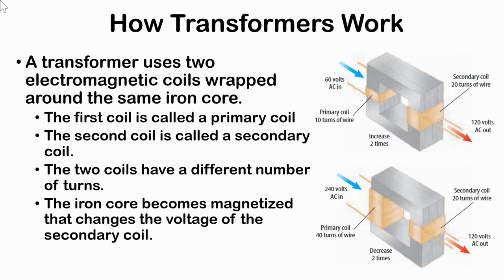So the iron core becomes magnetized. That changes the voltage of the secondary coil. So we have an electromagnet. It magnetizes the iron block. It looks like a block here. So it magnetizes it, and so that magnetic field will produce an electrical current in the other electromagnet, right? So we can put one electromagnet near another electromagnet and we can influence a change in voltage if we have these two electromagnets being wrapped around the same piece of metal.